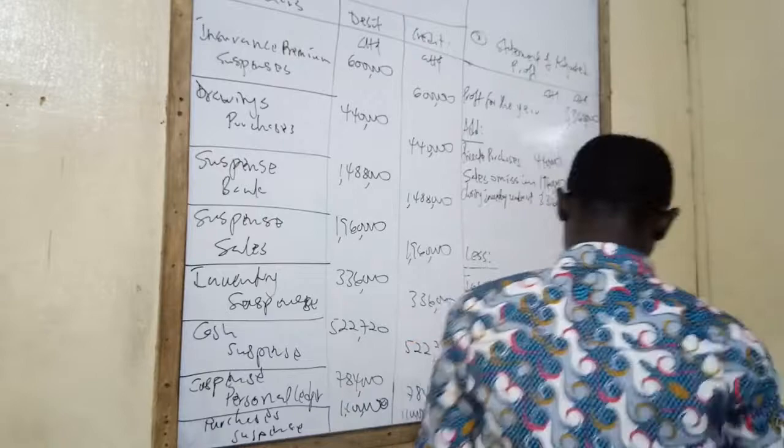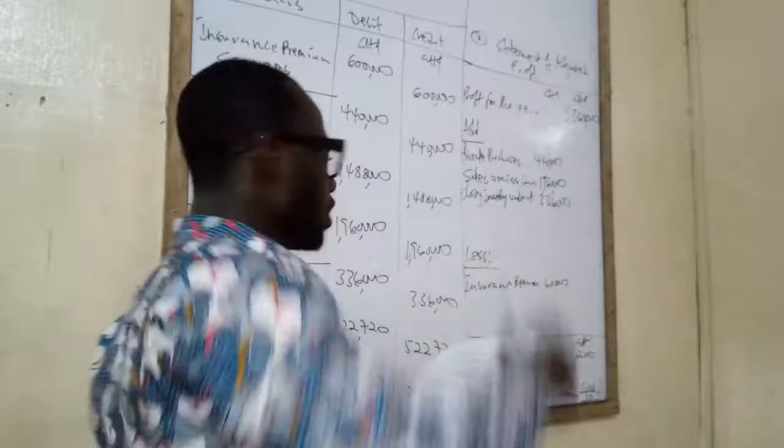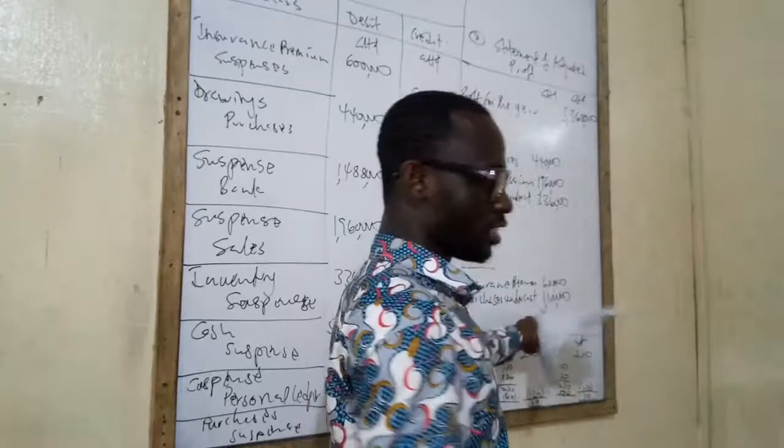But in this case, it was undercast. So it increased our profit. So we need to come and subtract it. Because purchases is an expense. Then the last thing.